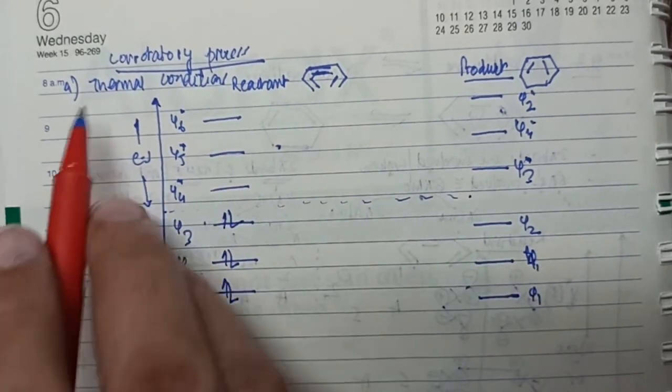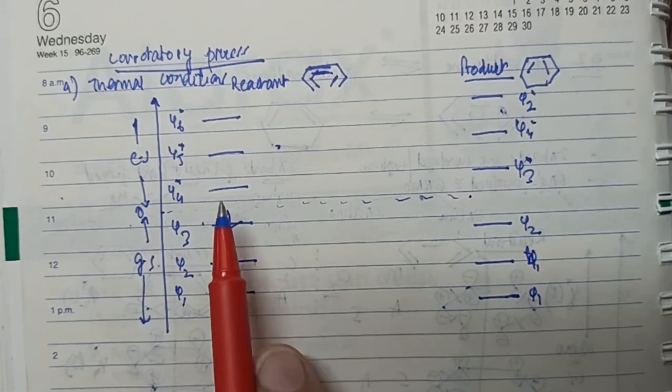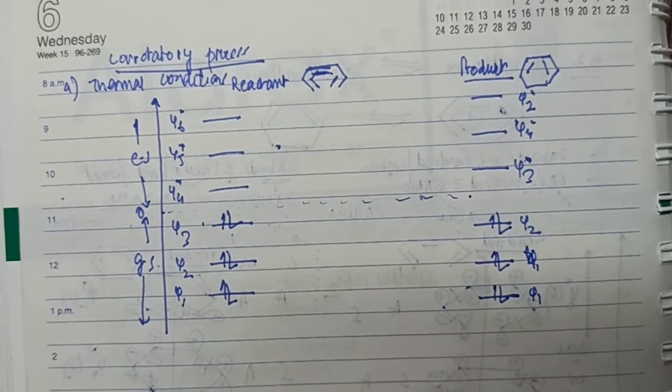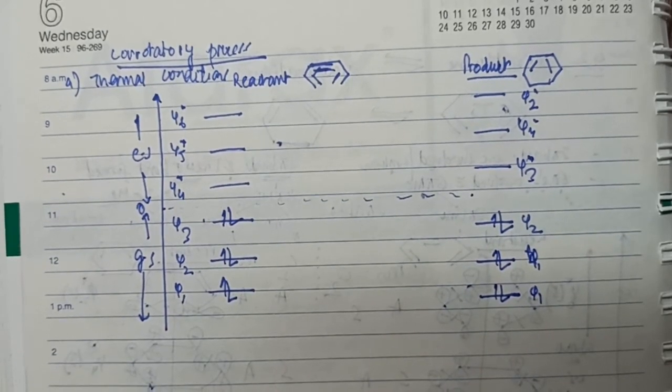In the thermal conditions, we do not expect an excitation to the higher orbital. Similarly, 2 electrons here, 2 electrons here, 2 electrons here. Now let's put the symmetry property. Which symmetry is to be chosen?